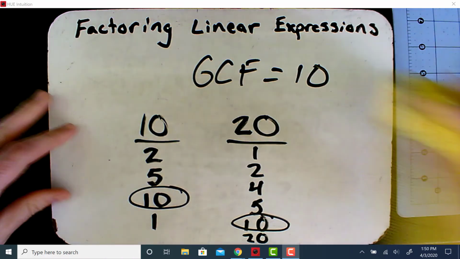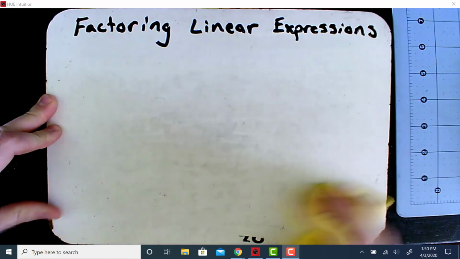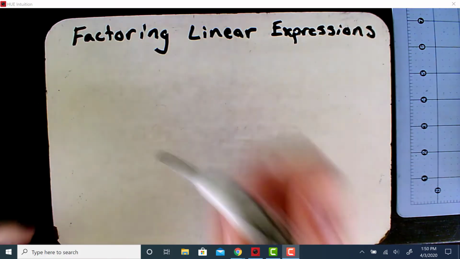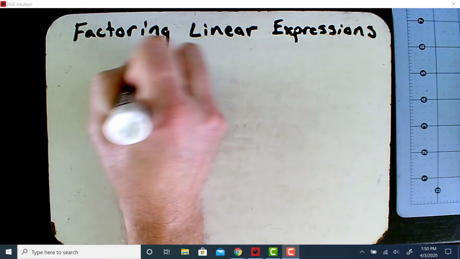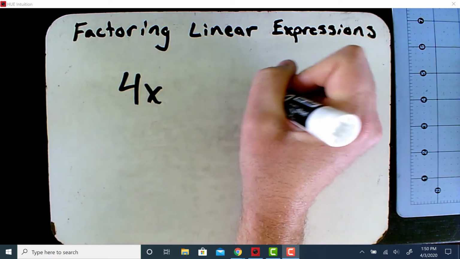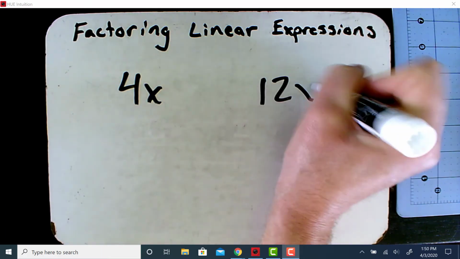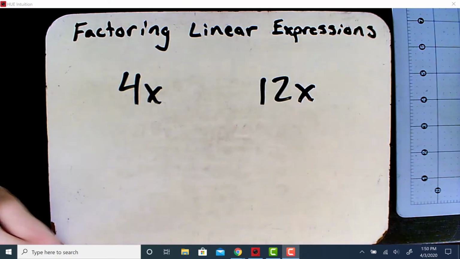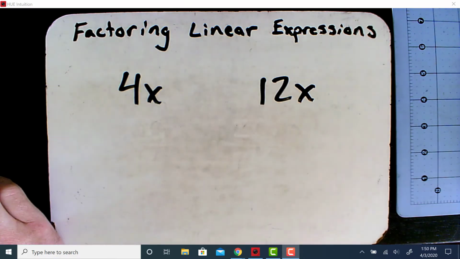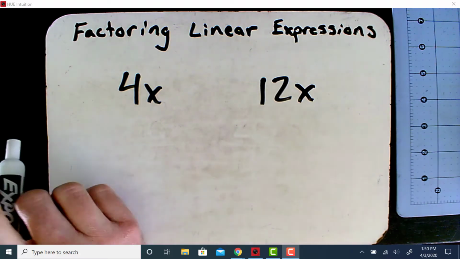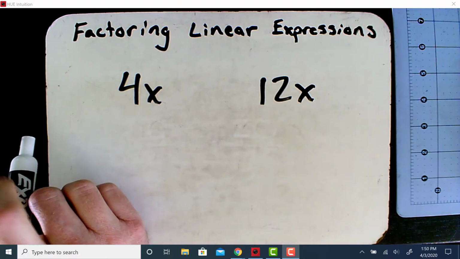Well, in today's lesson, you're going to have to be able to factor monomials. So for example, let's say I've got the monomials 4x, and I've got another one over here, 12x. These are both monomials. They don't have any plus signs or minus signs. They're just 4 times x and 12 times x. Now, to factor a monomial is actually quite simple.